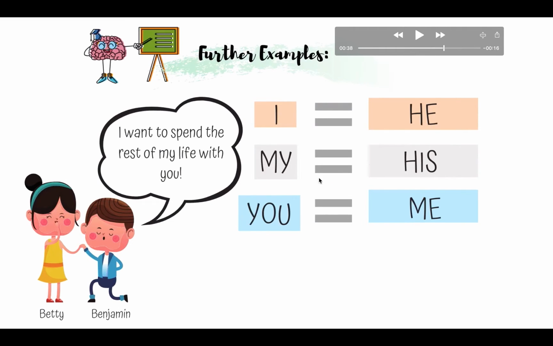So again, here you have it clearer. So I, if you're Benjamin, then becomes he, because you are Betty now, explaining what Benjamin has said. My life, if I am Benjamin, but now I am Betty, is his life, because we're talking about Benjamin's life. And as Benjamin is a boy, we use his. And you becomes me, because Benjamin wants to spend the rest of his life with me, who is Betty.